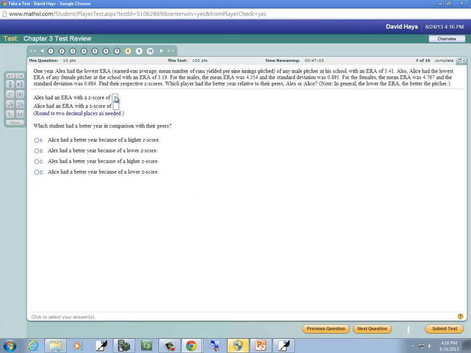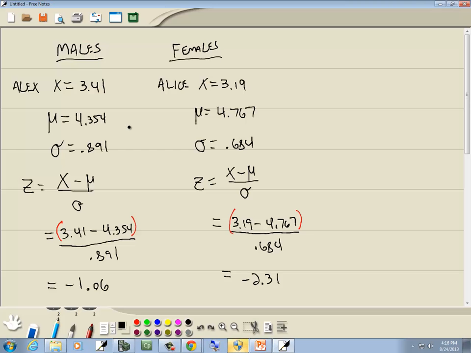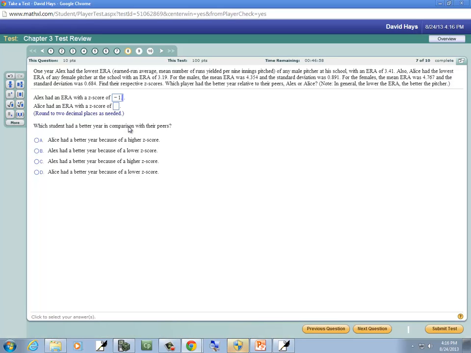Okay, Alex had a z-score of negative 1.06. Alice had negative 2.31. Which student had a better year in comparison with their peers? Even though it looks like Alice's was greater, it's actually less. Because remember, when you get your negatives, negative 1.06 is greater than negative 2.31. So Alex had a better year because of a higher z-score.